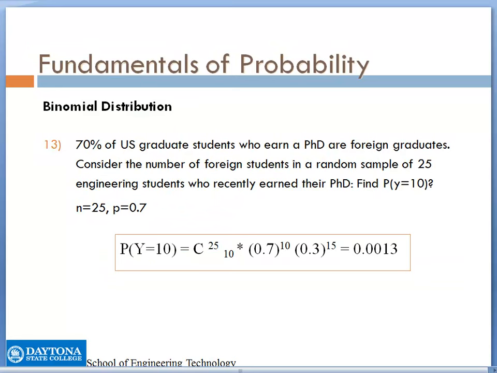Now using the binomial distribution. The characteristic of this binomial distribution, once again, is that it is a discrete type of distribution, and we have an infinite population size, and also we have a constant probability for the items. So 70% of the U.S. graduate students who earned a PhD are foreign graduates. Consider the number of foreign students in a random sample of 25 engineering students who recently earned their PhD. So find P(Y equal to 10).